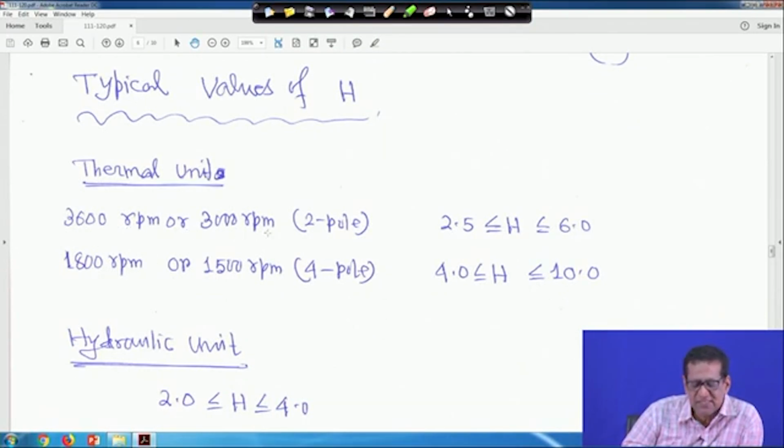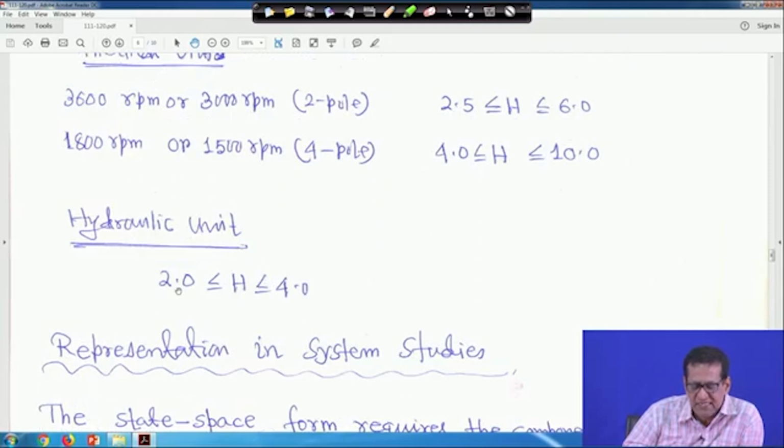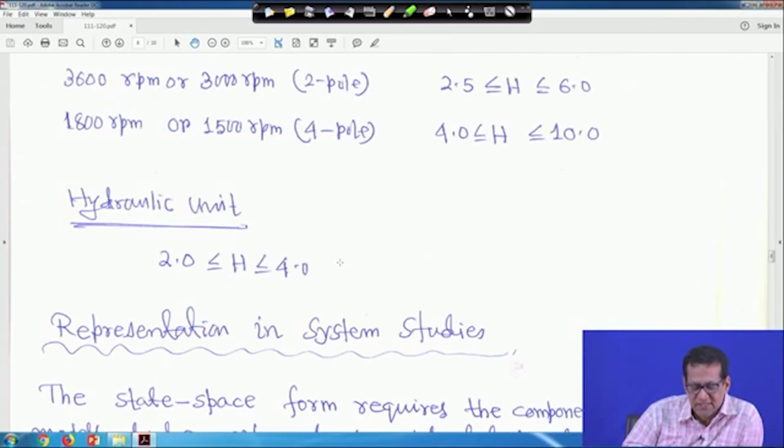at 3600 rpm or 3000 rpm, basically a 2 pole machine for a thermal power plant thermal unit, H generally lies between 2.5 and 6.0 second. And if it is 1800 rpm or 1500 rpm, that is 4 pole machines, then H generally lies between 4 and 10 second. And similarly for a hydro unit, hydraulic unit, the typical values lie between 2 and 4 second. So, these are the different ranges of values of H for thermal or hydro power plants.